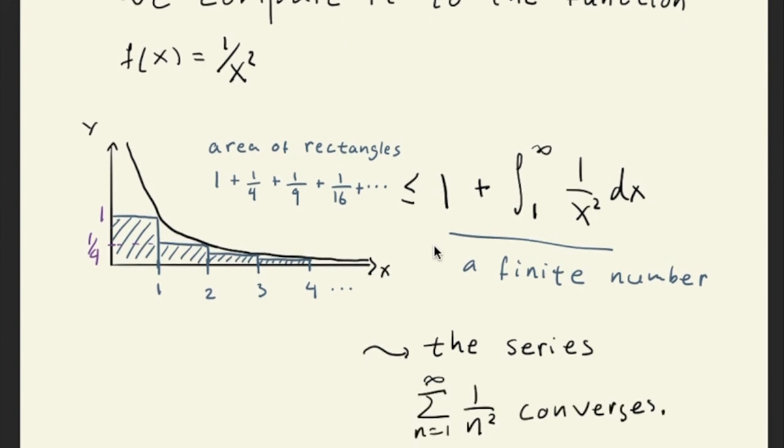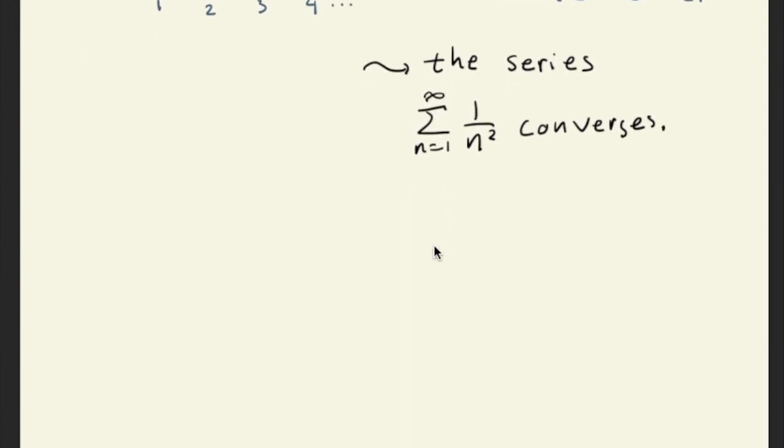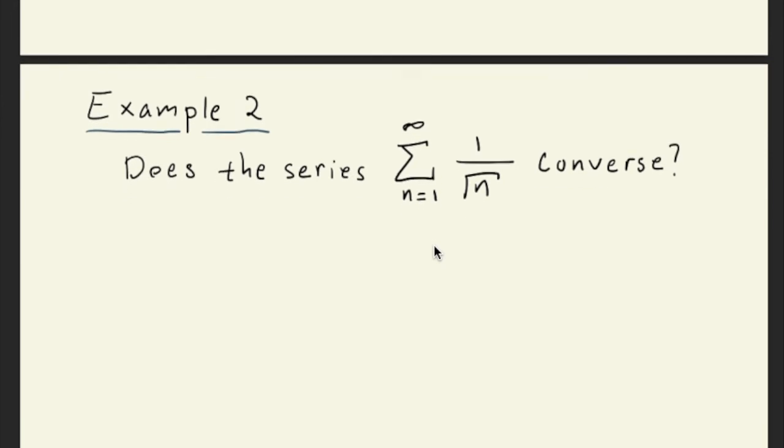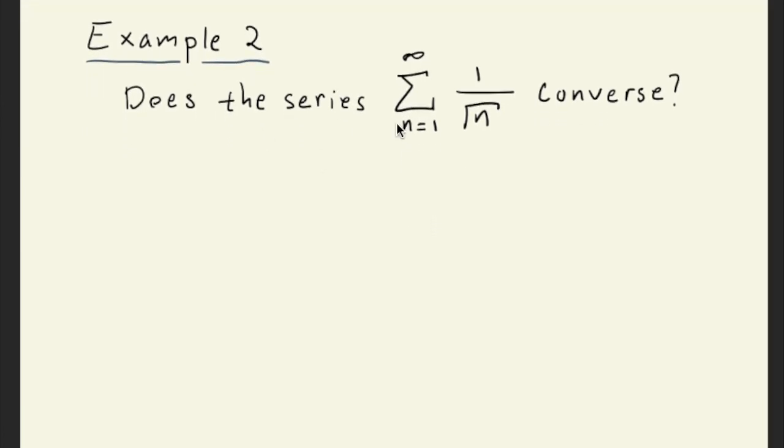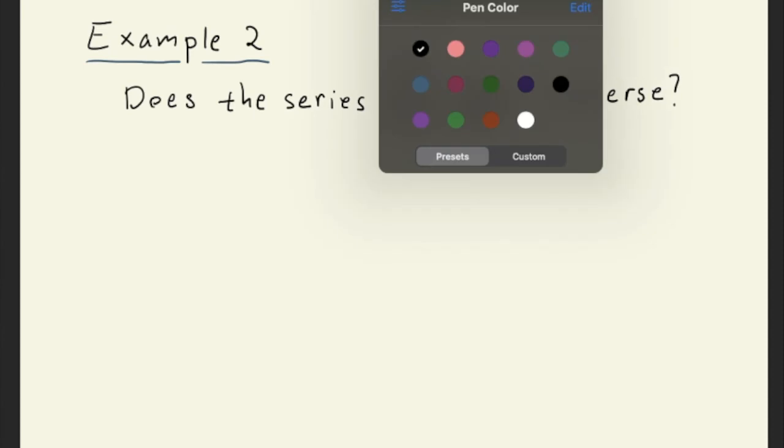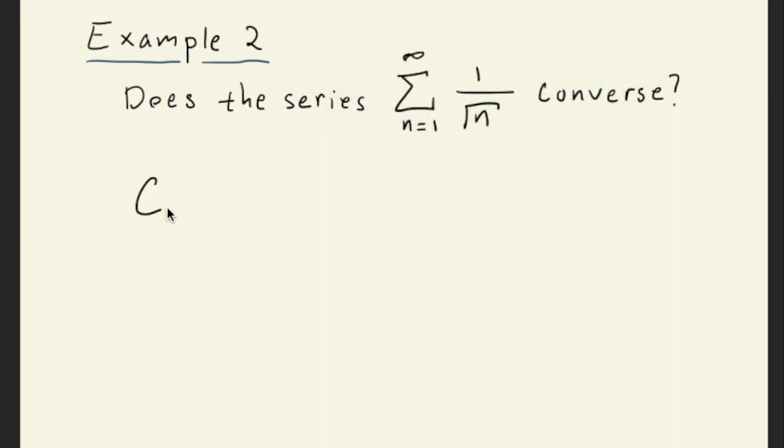That's the method. The idea is pretty simple. Let's work on one more problem or a couple more examples to see how this works. Okay, so does the series of 1 over square root of n converge? Okay, so we're going to compare with the function f of x is equal to 1 over square root x.